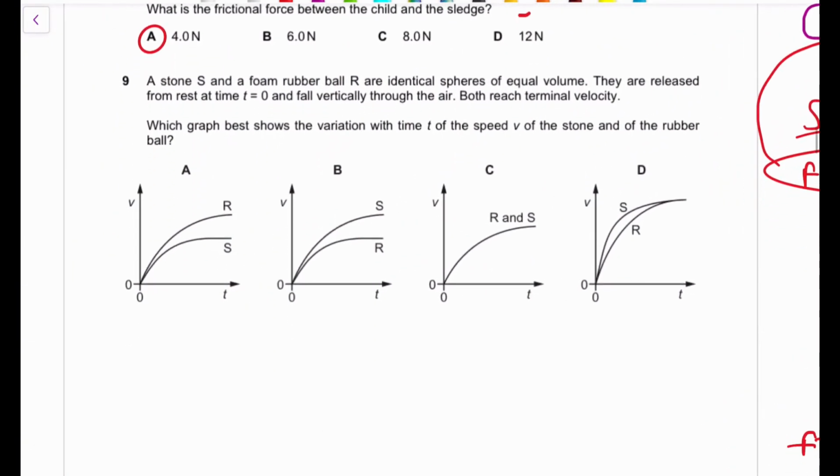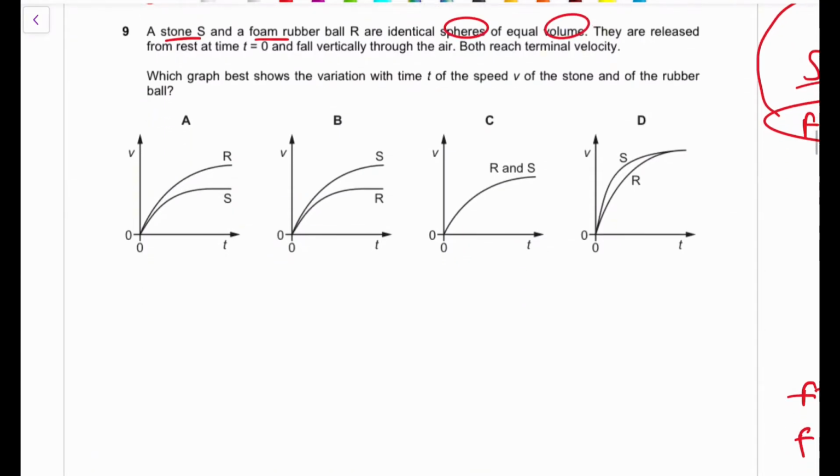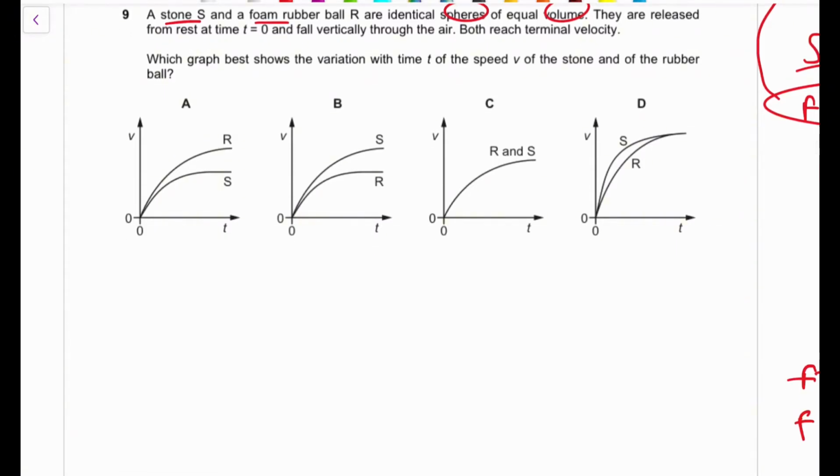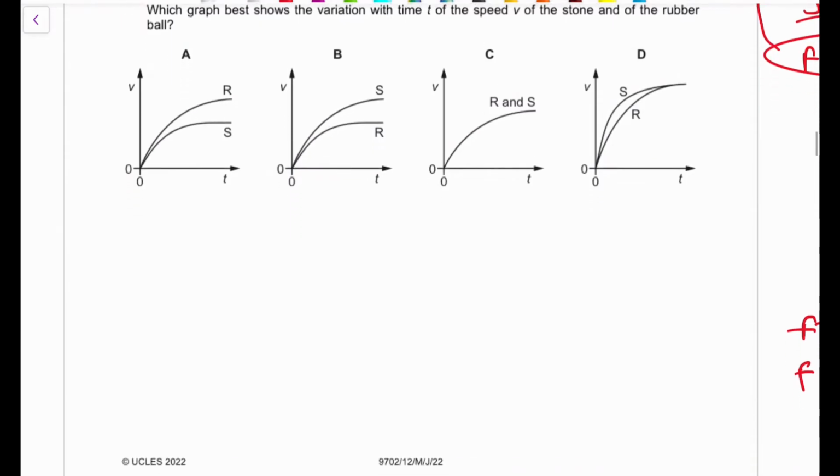We've been given a stone and a foam rubber, which are identical spheres of equal volume. They're released at rest at time t equal to 0, and they fall vertically through air. Both reach terminal velocity. Which graph represents the variation of the speed with time of the stone and of the rubber ball? Very important.